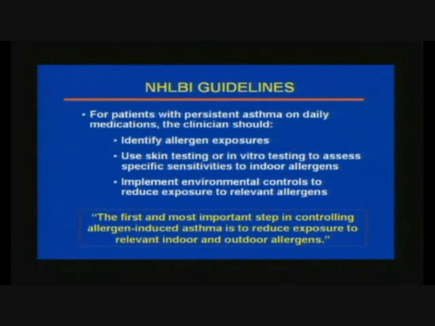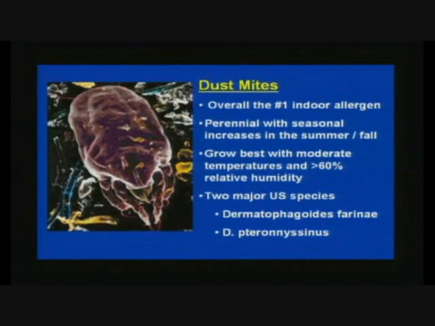So for patients with persistent asthma on daily medications, it's recommended that clinicians identify allergen exposures that may be playing a role. Use skin testing or in vitro RAST testing to test for specific sensitivities to those allergens. So what is this specific patient sensitive to? And implement environmental controls. So this really is sort of, every step in asthma control is important. The first and most important step in controlling allergen-induced asthma is to control exposures to those allergens important for that child. So this is a picture of a dust mite.